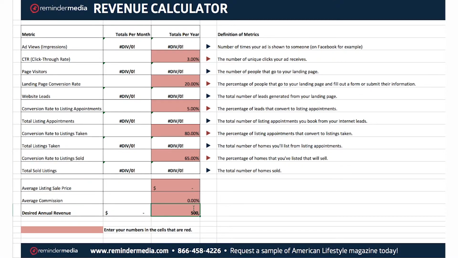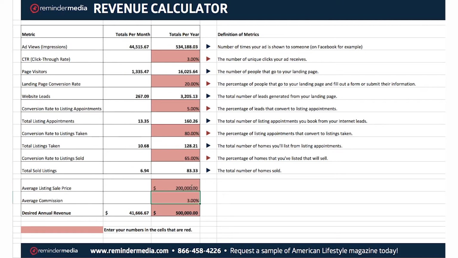So in order to make that with an average commission of 3% and an average home sale of $200,000, we know that we need 7 homes sold per month. From those 7 homes sold, we're going to need to get 11 listings. From those 11 listings taken, we need to get 13 listing appointments scheduled. And then if we start working that backwards through our marketing funnel, we're going to need 260 website leads for our business, which ultimately has to have 44,000 impressions on our Facebook ad.